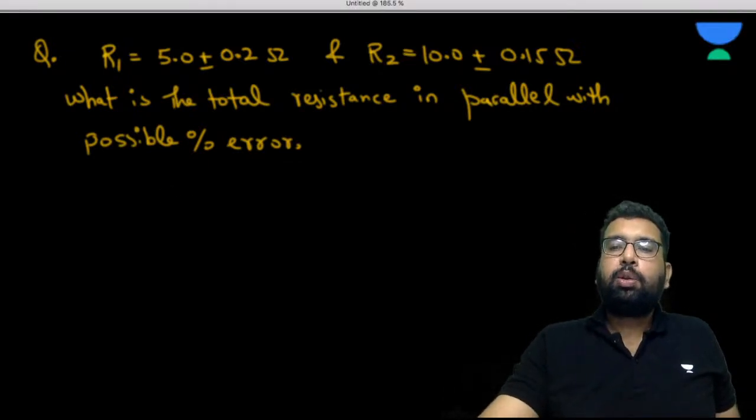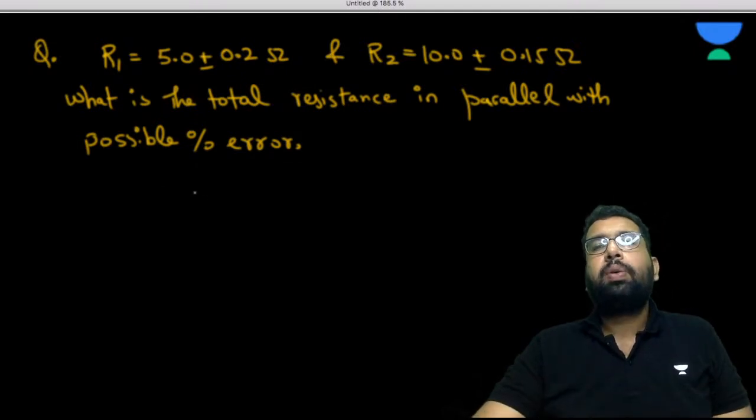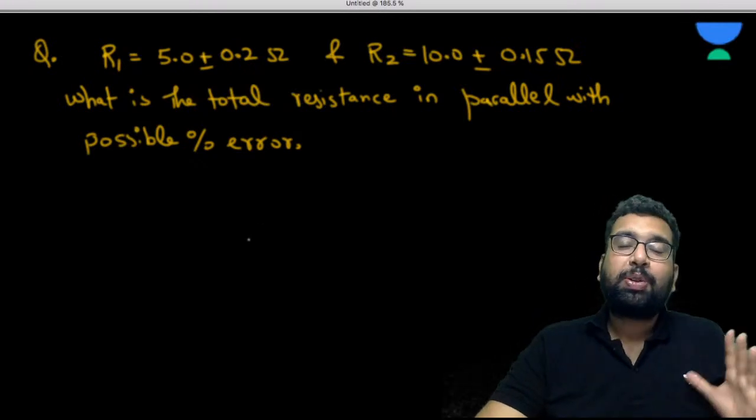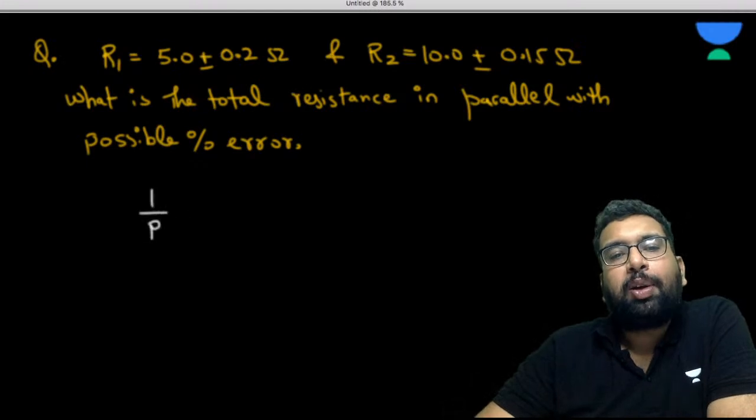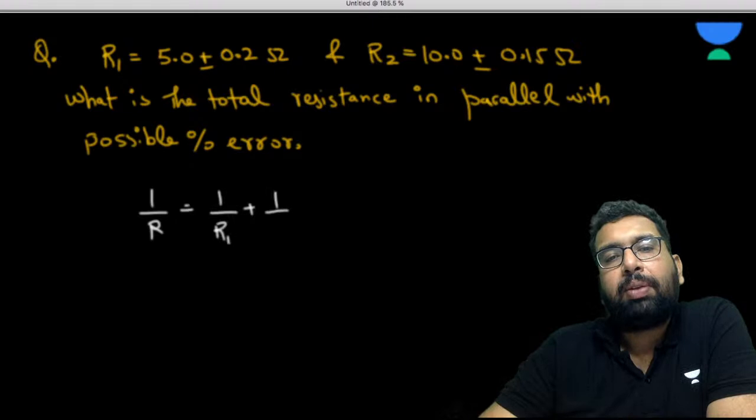These two, R1 and R2, are arranged in parallel. Please do attempt this question. Very interesting question. In this, 1 by R is equal to 1 by R1 plus 1 by R2.